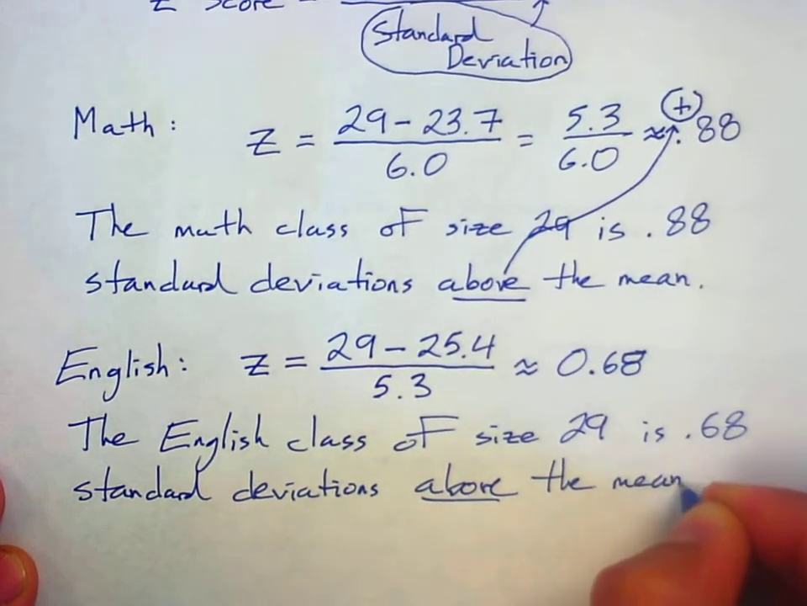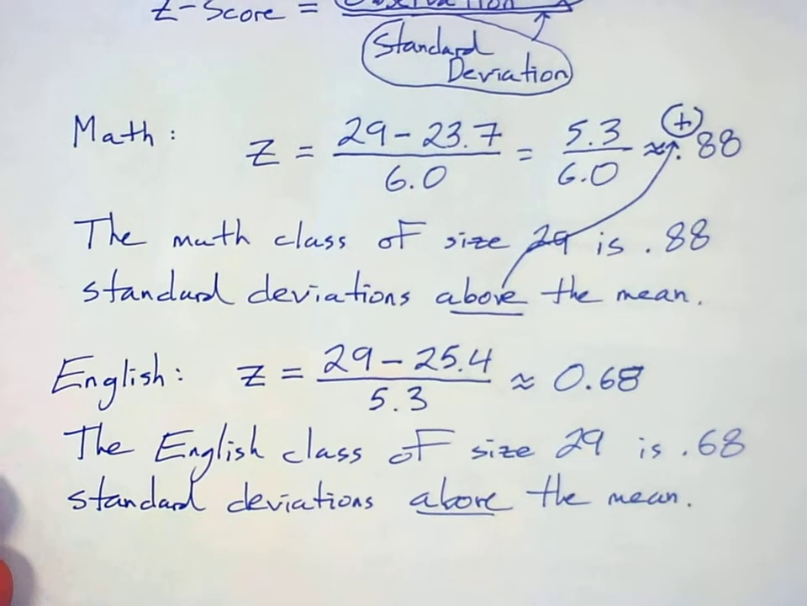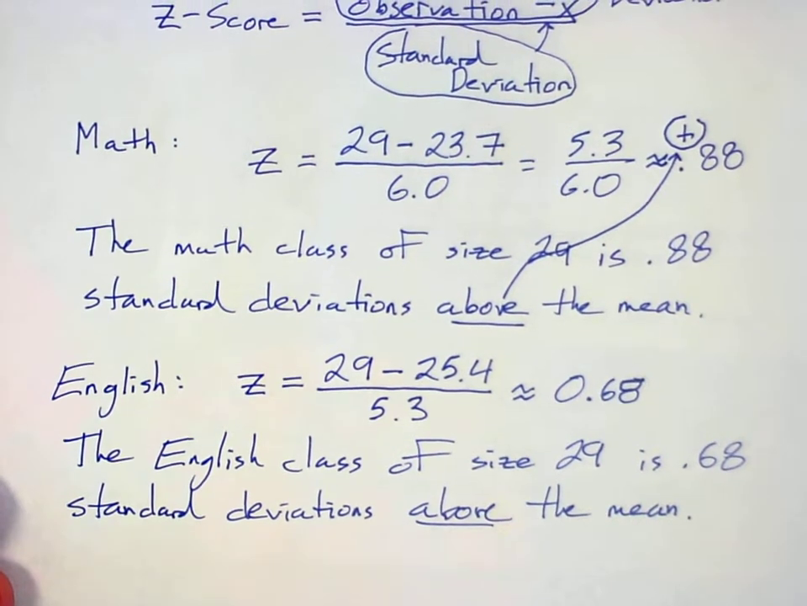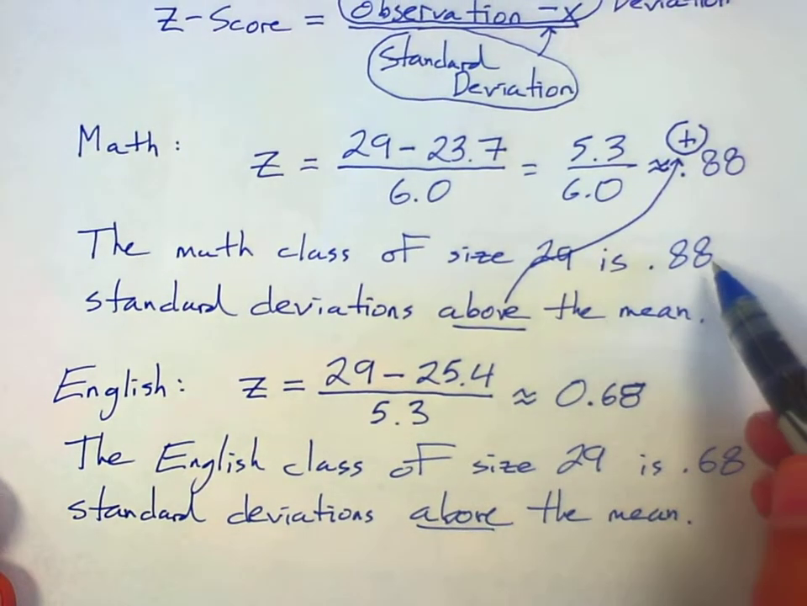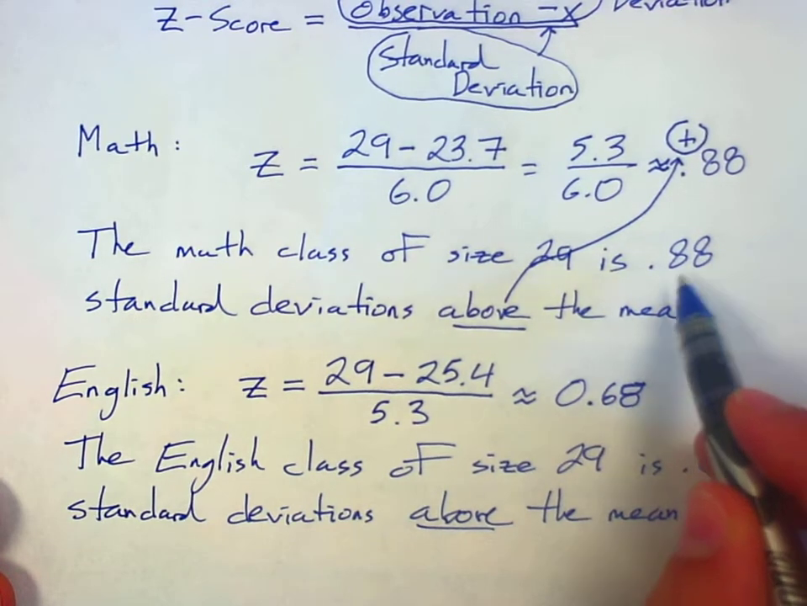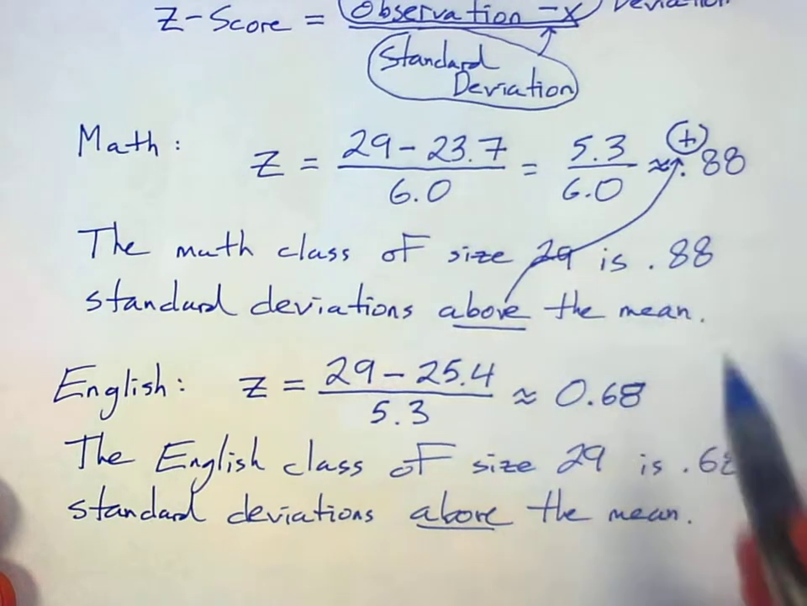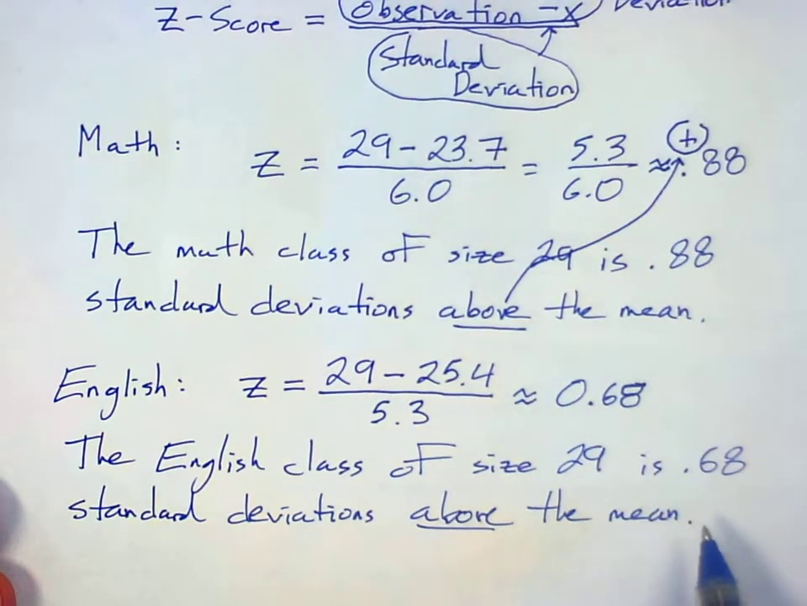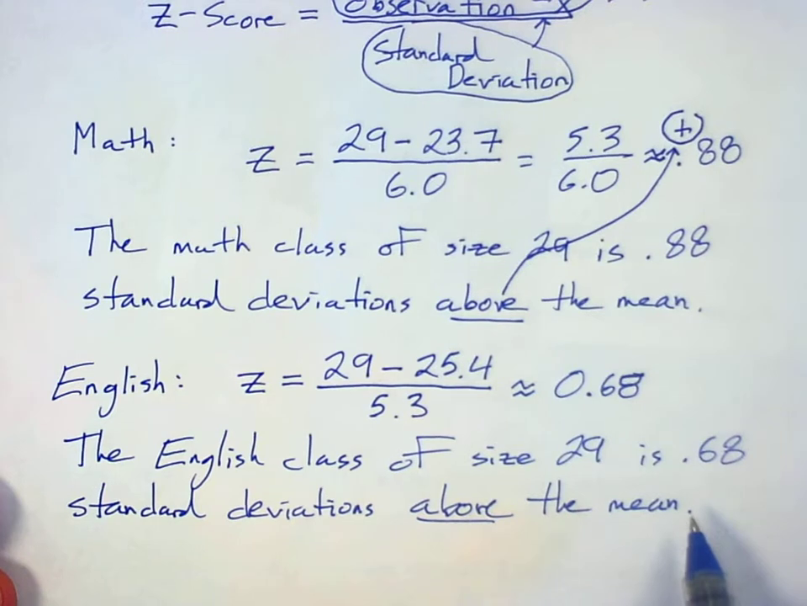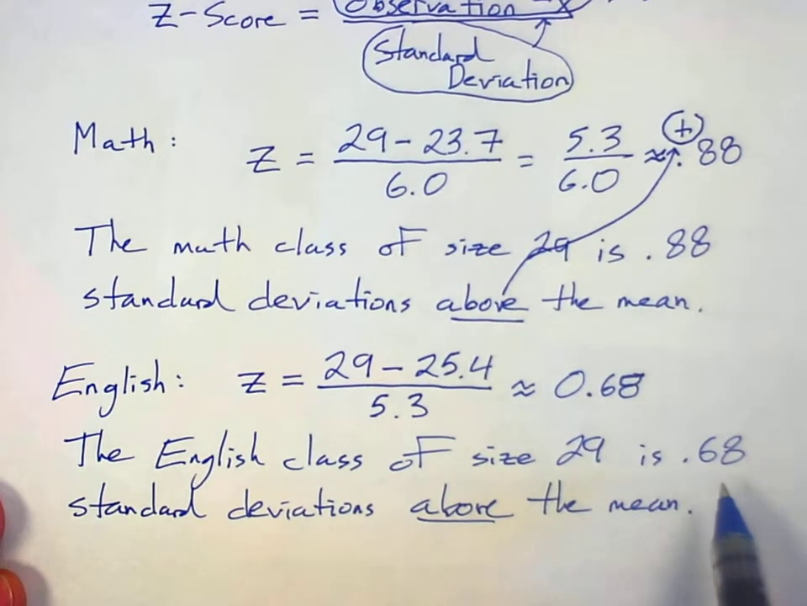So you can compare these class sizes. Even though a 29 seems like a 29, it's not in context. Notice the math class size of 29 is more unusual. It is farther from its mean. It's 0.88 standard deviations above its mean, whereas the English class of size 29 isn't as far from its mean. It's only 0.68 of a standard deviation away from its mean.